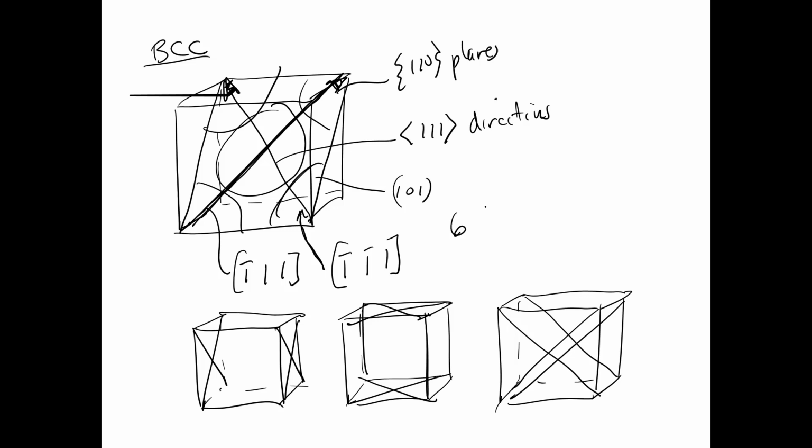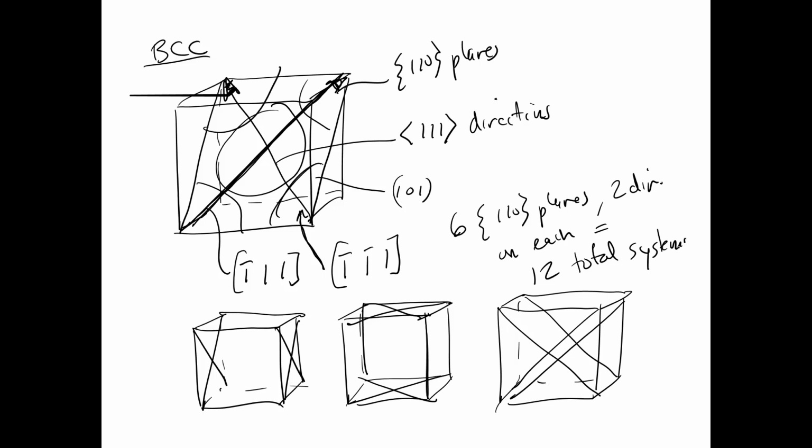So we've got 6 110 planes with two directions on each. So again, we've got 12 total systems here. So we've got quite a few possibilities for slip there. Not quite as easy as FCC, but a lot of possibilities. So those are fairly ductile metals.